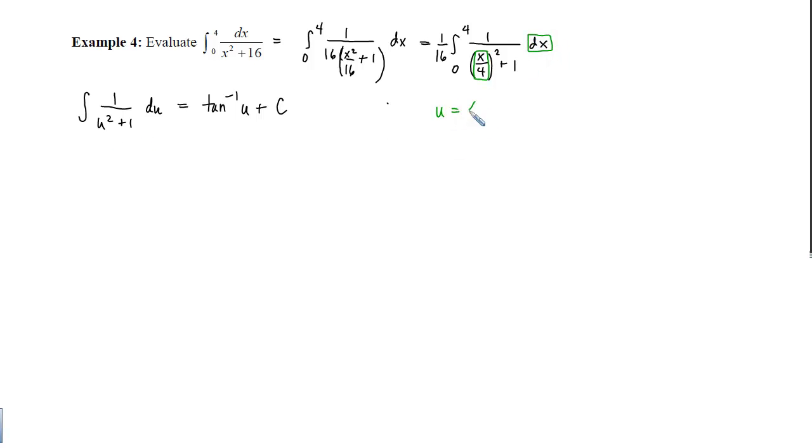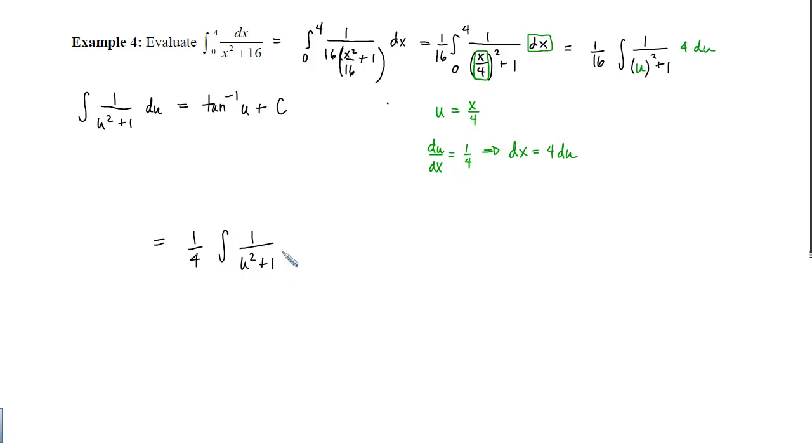So we can let u equal x over 4, which means du dx will be 1/4, which means if I isolate dx, I will get 4 du. So if I come back up here and replace, anything that is not in a box will stay the same. Anything that is in a box gets replaced with things involving u. Notice that anything that has x's has disappeared, and I can reduce and pull out that constant in front. So now I'll have a 1/4 times the integral of 1 over u squared plus 1 with respect to u.